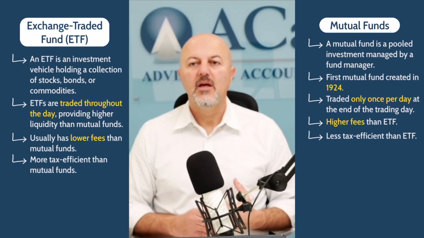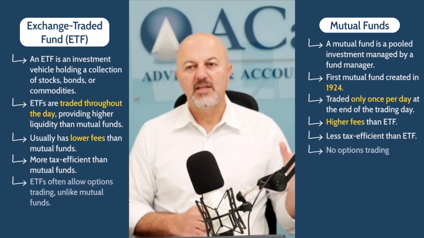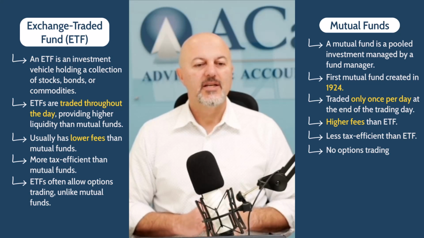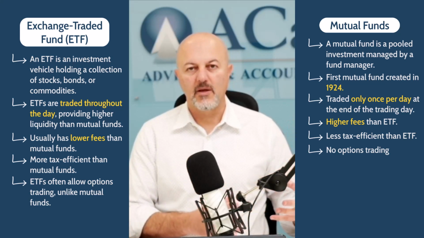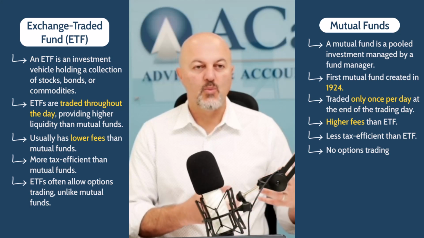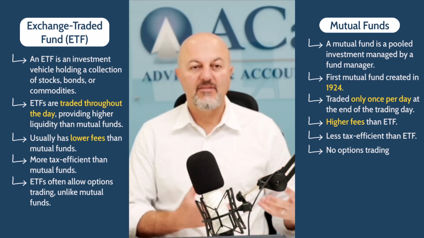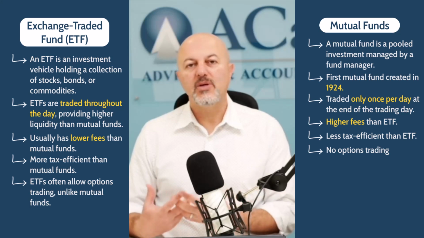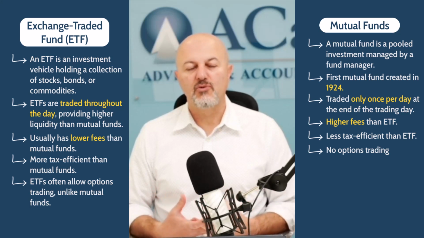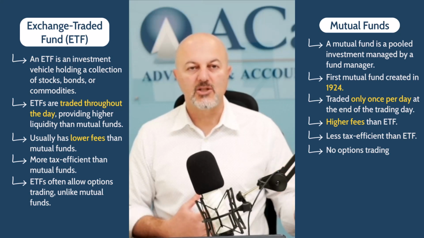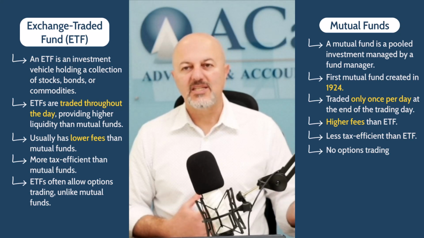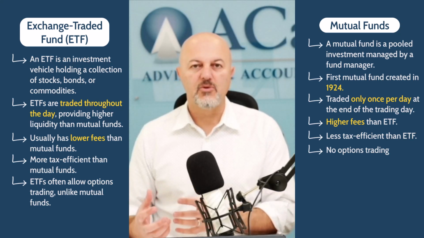Another benefit of an ETF versus a mutual fund is that with an ETF, you can do options trading on them. Most ETFs that are very widely traded have options capabilities, but you can't do that with a mutual fund. So if you wanted to buy an options contract, or you want to take a derivative bet on a sector or an exchange, you can do that with an ETF, but you can't do that with a mutual fund.